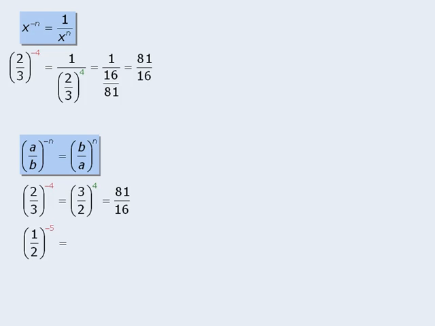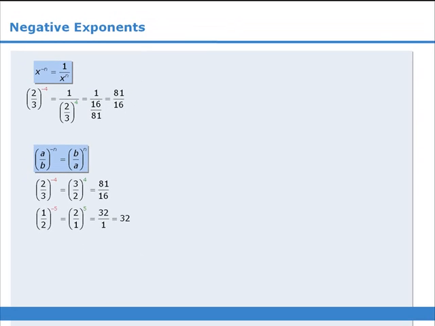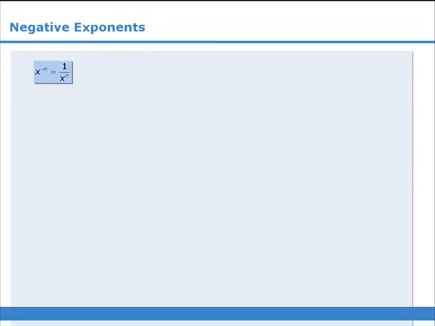Similarly, 1/2 to the power of negative 5 is equal to 2 over 1 to the power of positive 5, which equals 32 over 1, which is the same as 32. Okay, let's summarize. In this lesson, we learned the rule for handling negative exponents, and we learned a handy rule for raising fractions to negative powers.